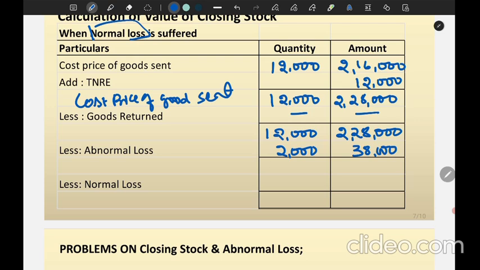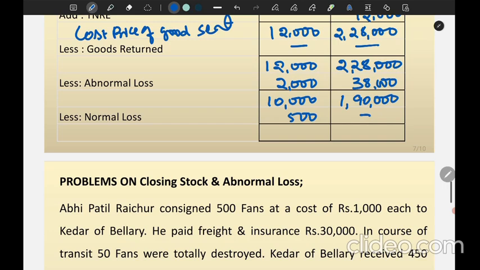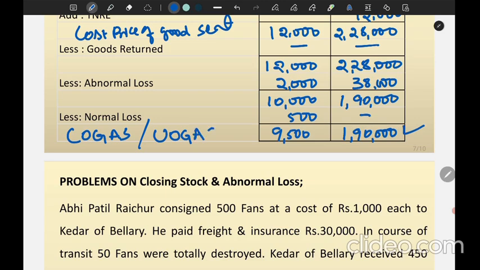Now we got 10,000 and we got 1,90,000. And less normal loss, you know that for normal loss we only consider units and not amount, because it is recovered from good units. So now 9,500 and 1,90,000. So this is called the cost of goods available for sale, and this is considered as units of goods available for sale.